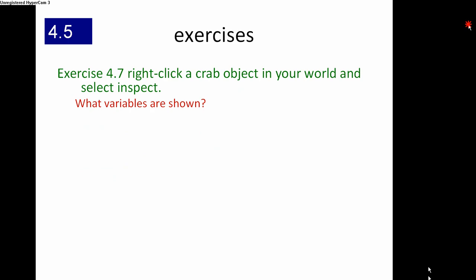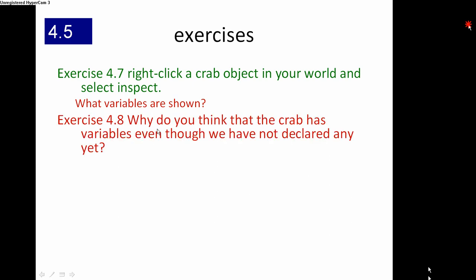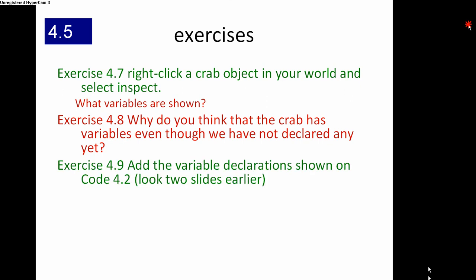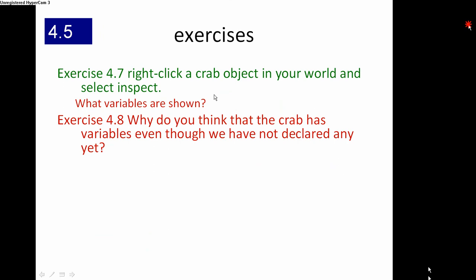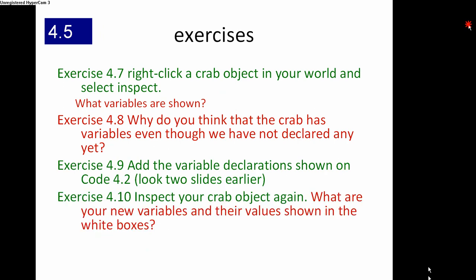Okay, exercises. Right-click the crab in your world and select Inspect. What variables are shown? Write down all the variables that are shown. Why do you think that the crab has variables even though we have not declared any yet? Add the variable declaration shown in code 4.2, look two slides earlier. So what we're talking about is that now you're actually going to add that code to your crab. Inspect your crab again. Now, what are your new variables and their values shown in the white boxes? Answer those questions.